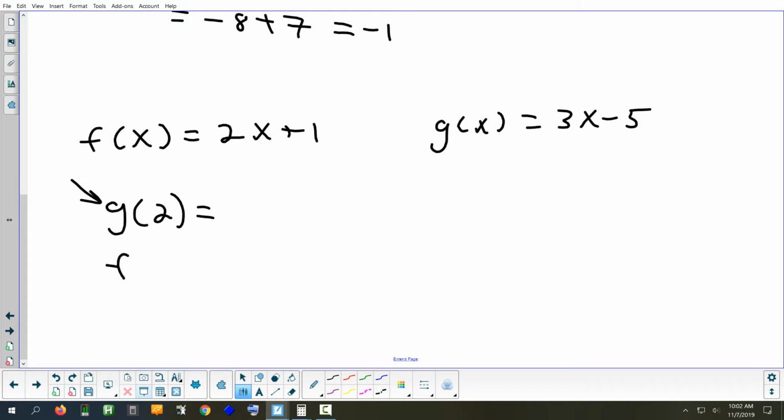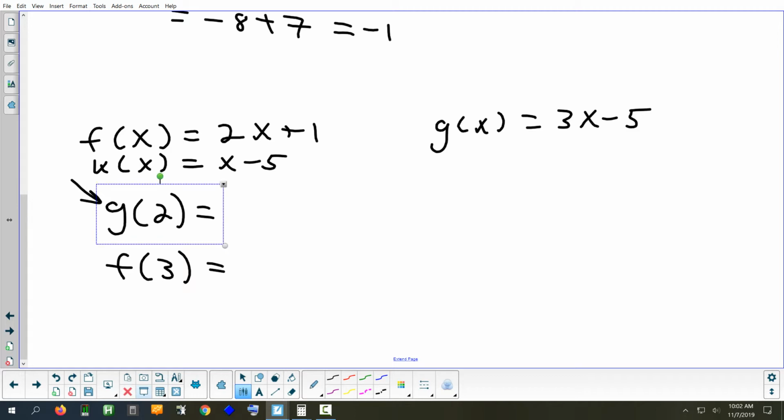If I did something like this, this means plug 3 in to which formula? The F formula. Okay? So when you have multiple equations, you just have to pay attention to which one they want you to use. You might see something like that. You don't have to plug 2 into everything. Let's say I even gave you another one. K of x equals x minus 5. You don't have to plug 2 into all of them. You only have to plug it into the one they asked you to. G or F or K, whatever one they ask you to.